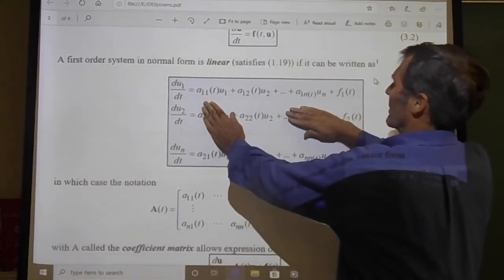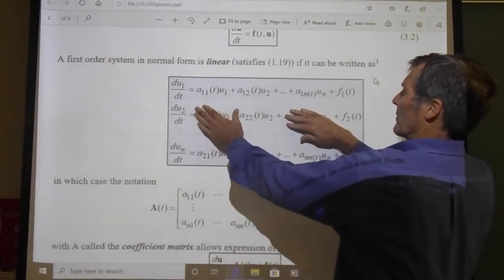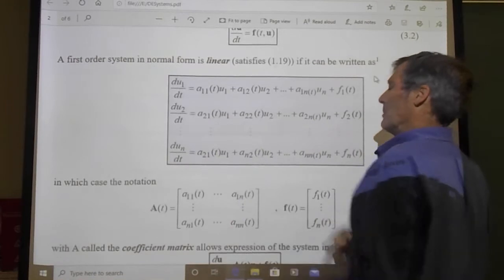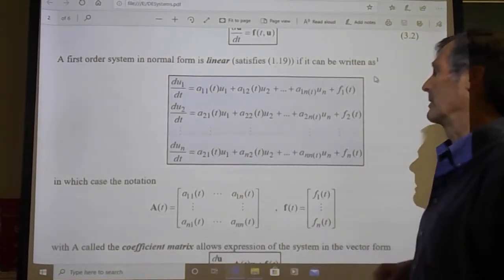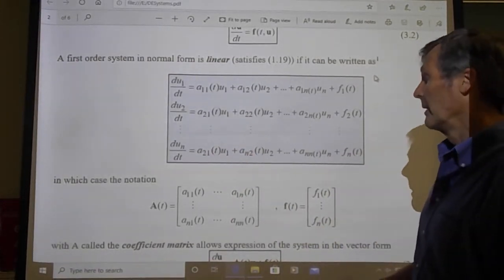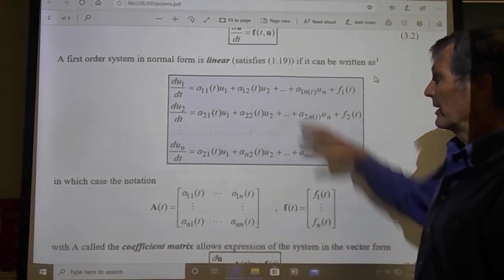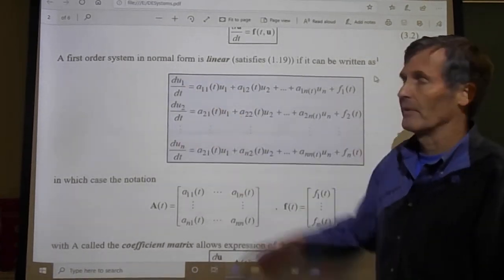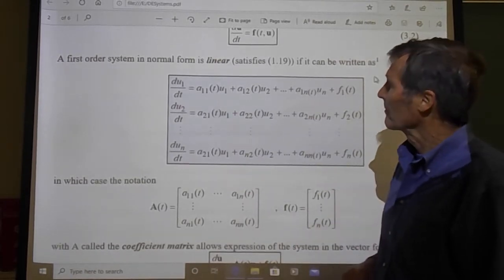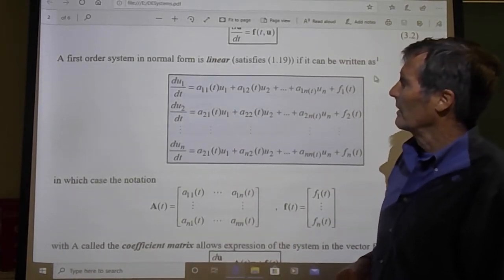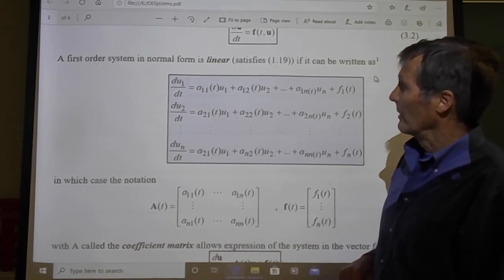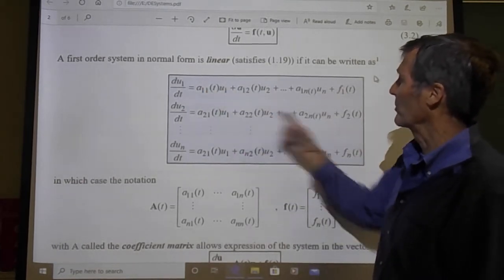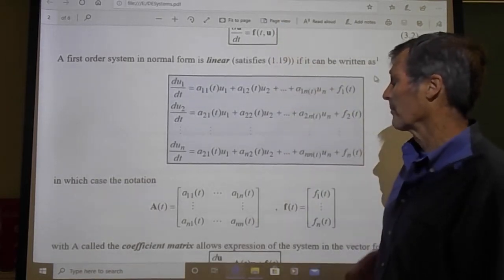Here's what we wrote for single equations: du2/dt is a function of t times u plus a function of t. Now we let a function of t multiply each of these, and same thing all the way down. That'll be a linear first order system. First order because only the first derivative exists. That's the highest derivative. So this will be a linear system of first order equations if you can write it in this form, not just the other form.